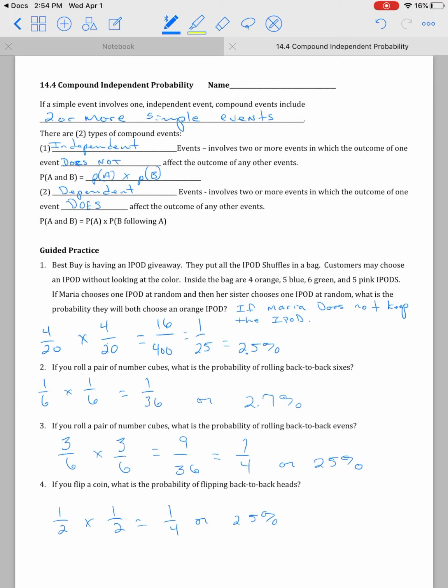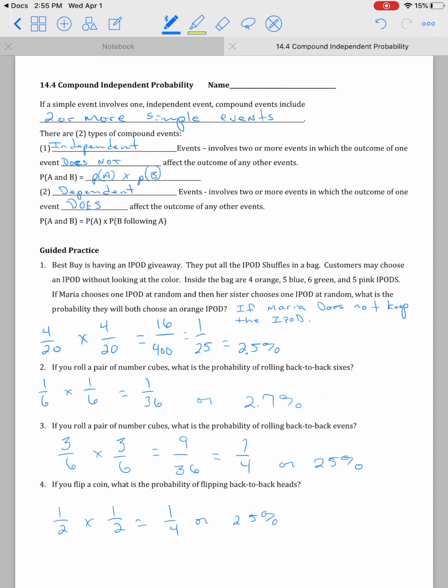We're going to do it twice. You got a 3 for 6 chance. And then the second time you have a 3 for 6 chance. Multiply straight across. That's 9 for 36. Gives you 1 over 4, or should give you 25%. 1 divided by 4. 0.25. Move the decimal 2 places to the right. It's 25%.